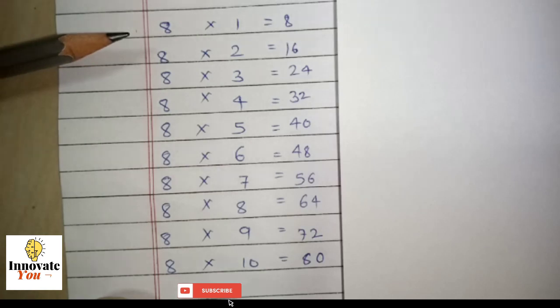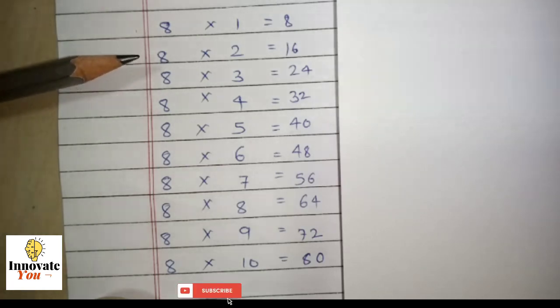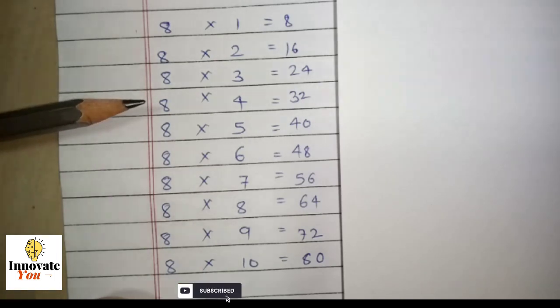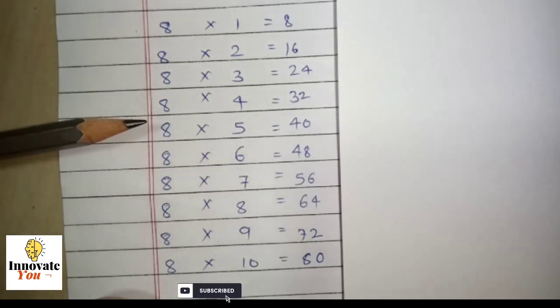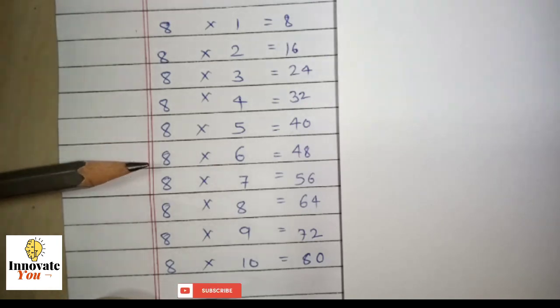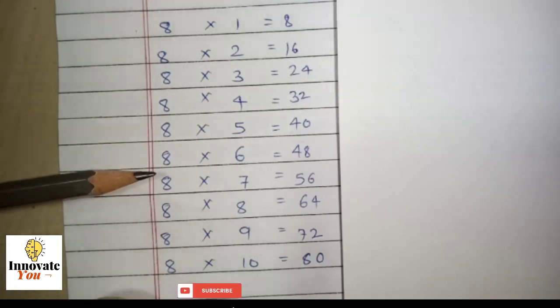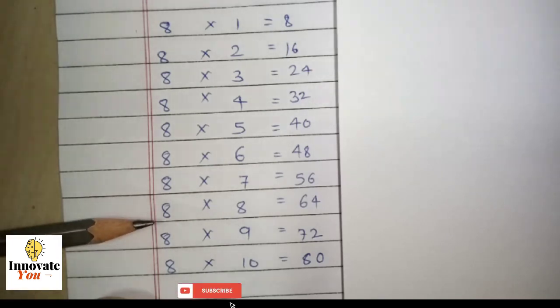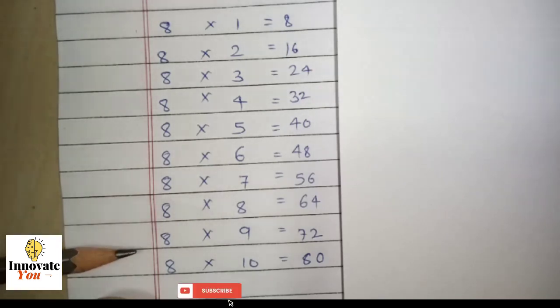8 ones are 8, 8 twos are 16, 8 threes are 24, 8 fours are 32, 8 fives are 40, 8 sixes are 48, 8 sevens are 56, 8 eights are 64, 8 nines are 72 and 8 tens are 80. Now let's see 9 times table.